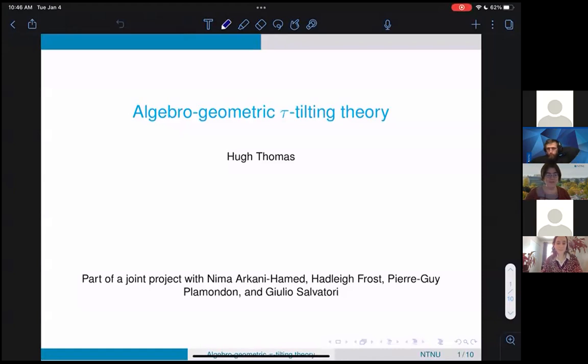So this is part of joint work with Nima Arkani-Hamed, Hadleigh Frost, Pierre Plamondon, and Giulio Salvatore. And you might recognize one of those names. The other three are physicists. And I'm going to be talking about the representation theoretic end of the project, but there is a real physical motivation in string theory, which I'll get to at the end, though I'll be kind of brief necessarily.